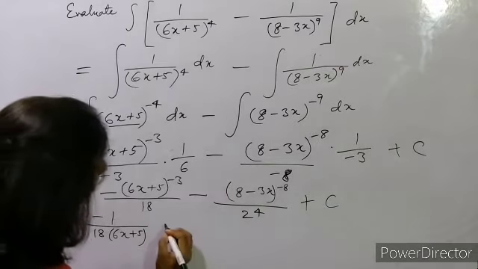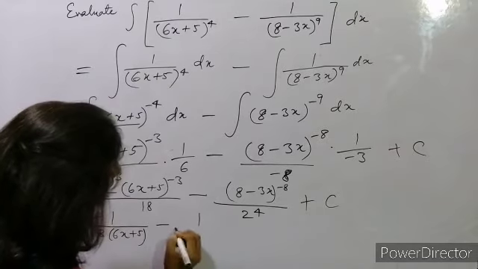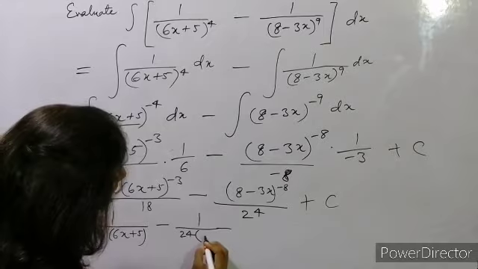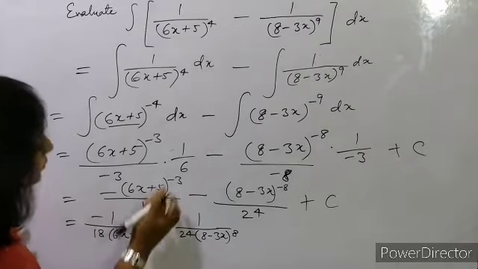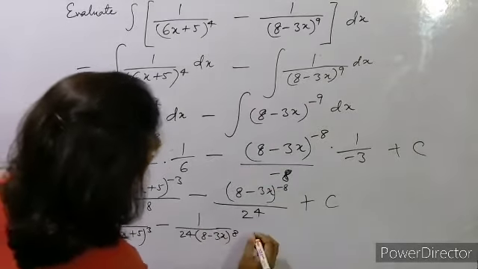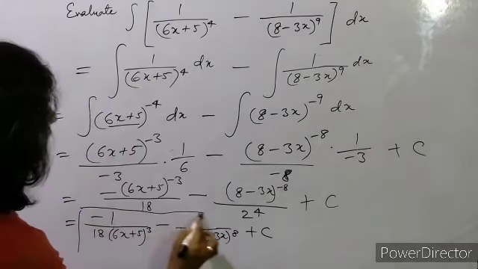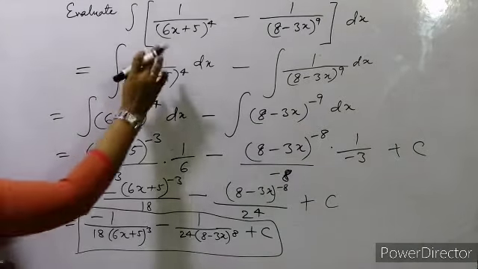Okay, and here minus 1/24 into 8 minus 3x to the power 8. Here it will be 3 because it is -3, it will be 3, and this -8 it will be 8, and so this will be the answer. So this will be the resultant what we'll get after integrating this one.